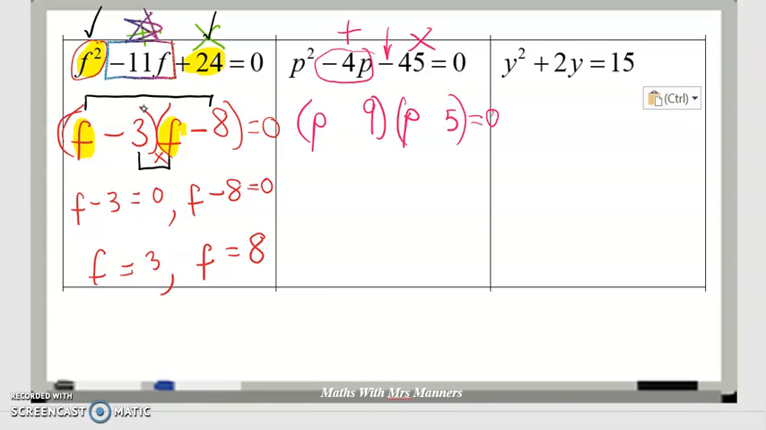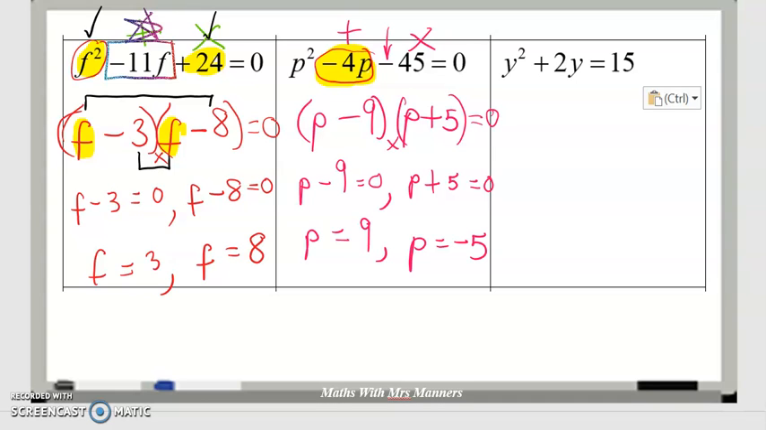So if I put down 9 and 5, to get this minus 4, the sign here is very important that you think about that. I will need a minus 9 and I'll need a plus 5. And then from here I can apply my null factor law, which says that p minus 9 would have to equal 0, or p plus 5 would have to equal 0, and that gives me p equals 9, or p equals minus 5.